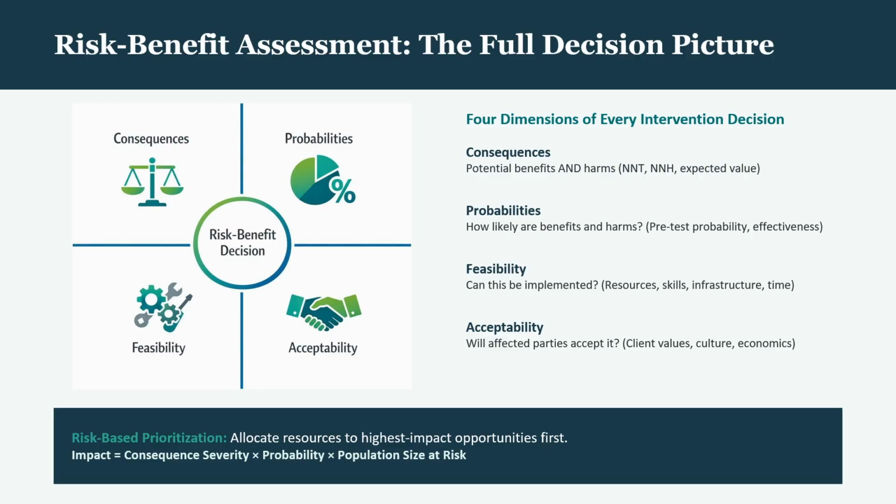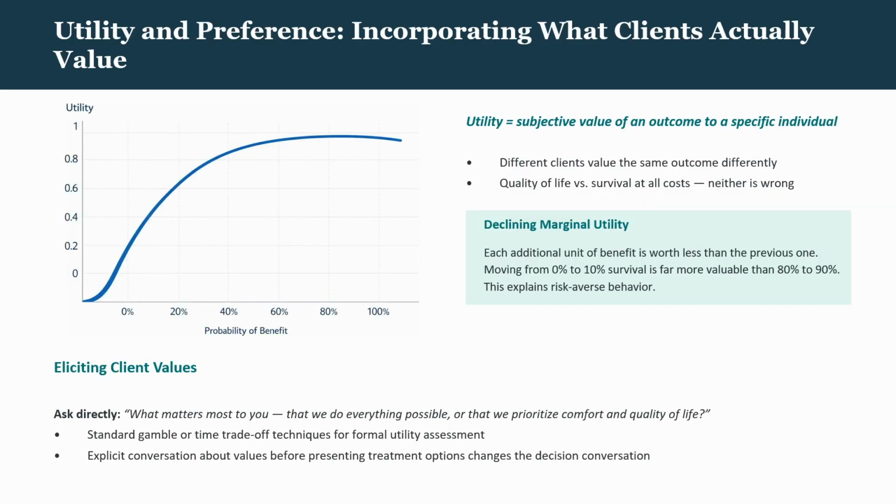Risk-based prioritization applies these dimensions at the population or program level. Not all risks merit the same response intensity. Allocate the greatest resources to the highest impact opportunities, those where consequence severity, probability, and population size at risk combine to produce the largest expected burden. This is the foundation of rational resource allocation in veterinary public health. All of the analytical tools we've covered, decision trees, cost-benefit analysis, risk-benefit assessment, require assigning values to outcomes.